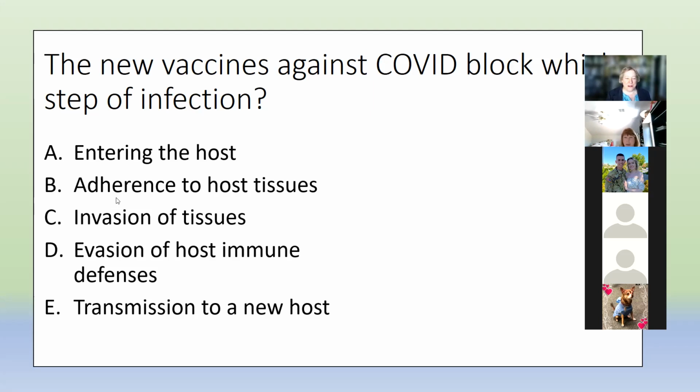Okay, favorite answer, adherence to host tissues. Very good. Yes, the vaccines stimulate your immune system to produce antibodies, which cover up the spikes, which prevents it from attaching. The fancy term is adherence. The second favorite answer is D, evasion of host immune defenses. That is also true, because if you warn the immune system ahead of time, the virus can't evade the immune system. It's there checking.